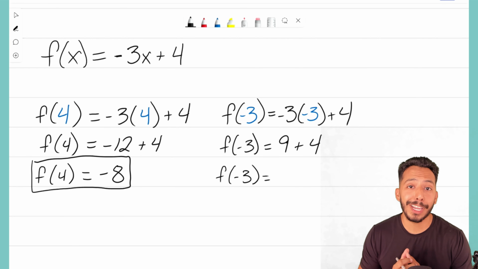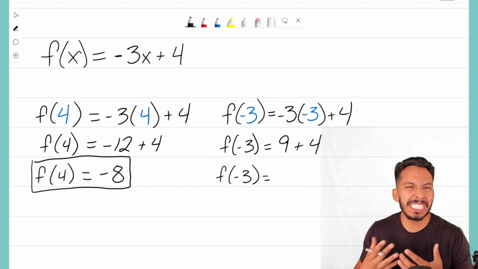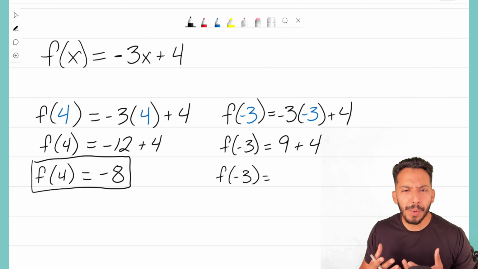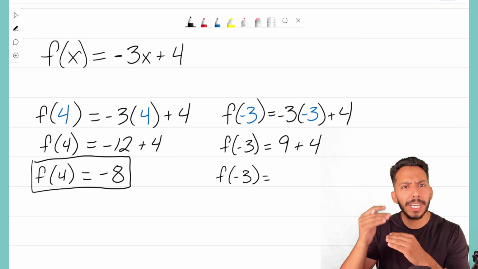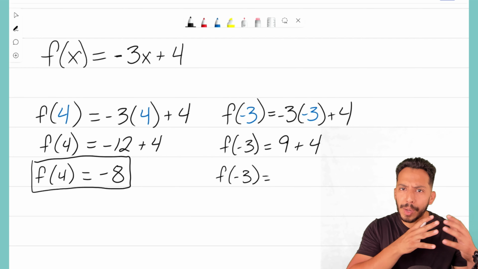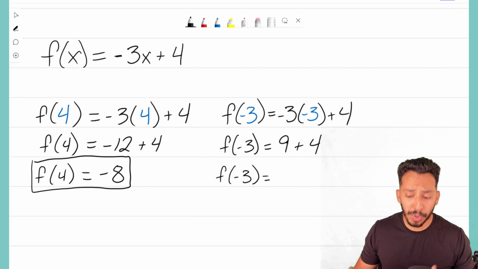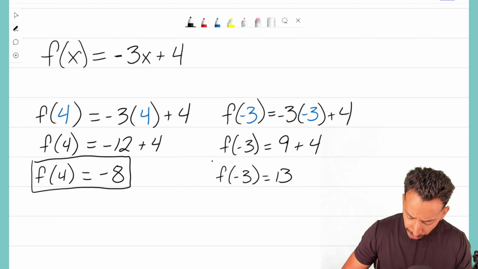Again, break out that calculator if you need to. I'm not so much testing you here on whether or not you can add numbers. I want you to now go to a higher level of thinking, right? Can we input an input? Can we figure out the output? 9 plus 4, we end up with positive 13.